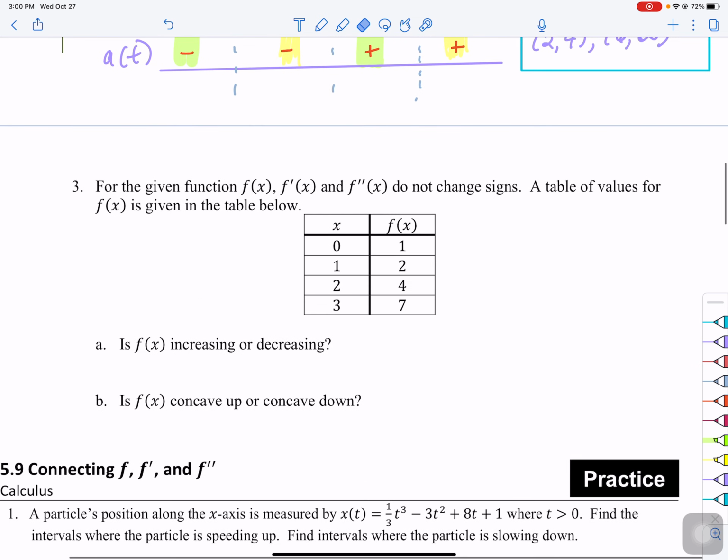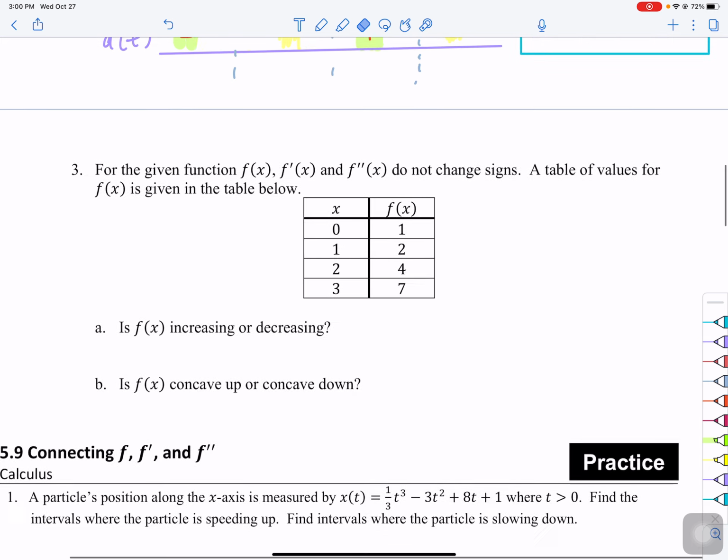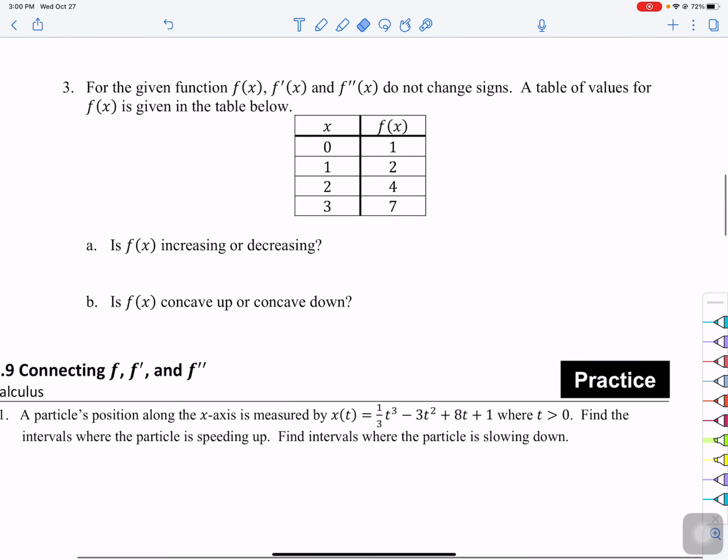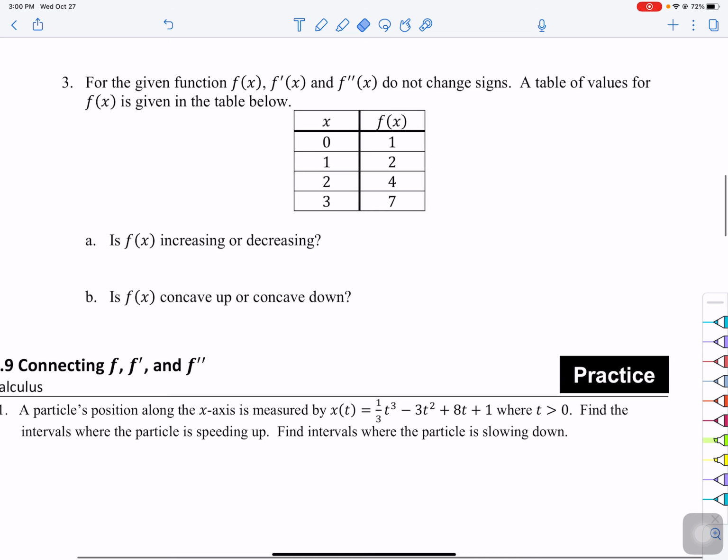Let's look at number 3. For the given function f(x), f prime and f double prime do not change signs. So whatever one of these are, the rest are. So you can see here f(x) is positive. So obviously f'(x) is going to be positive, and f''(x) is going to be positive.